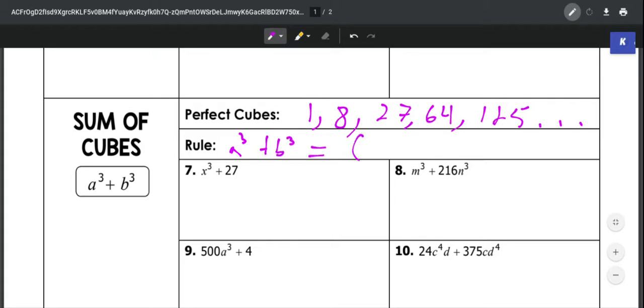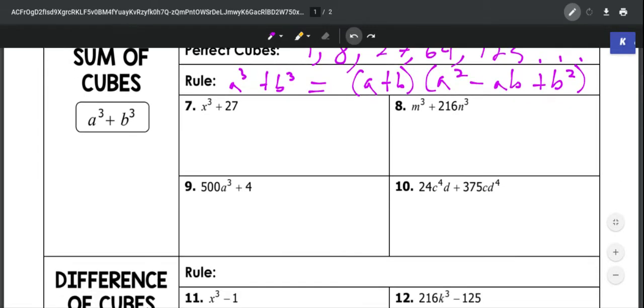then this is rewritten as a plus b times, we're going to take a and square it, minus a times b, plus b squared. So you need to make sure you get that written down, because these will be a lot easier if you can just use this general form and rewrite it until you really understand the patterns. So we'll look at number 7. Once you see one of these, I think you'll see the pattern. They're not super complicated. I'm not going to throw any tricky ones at you.